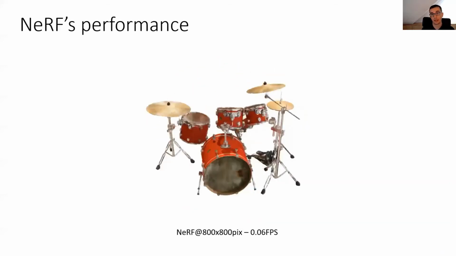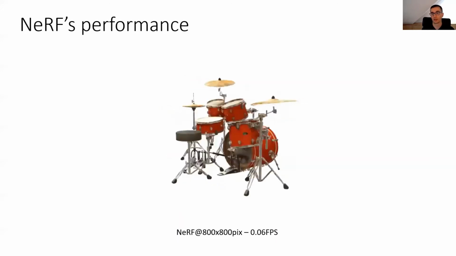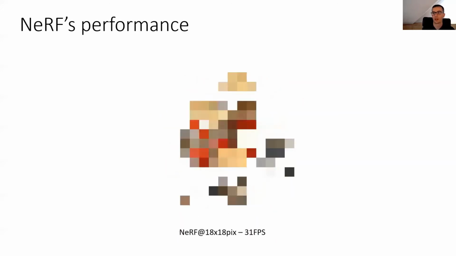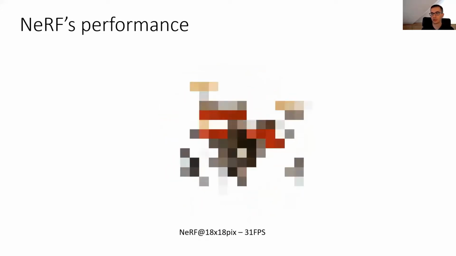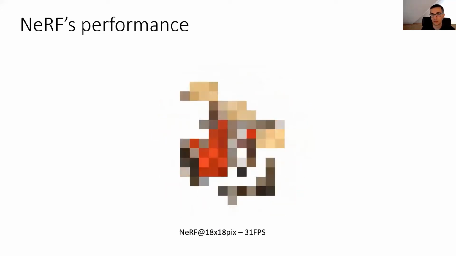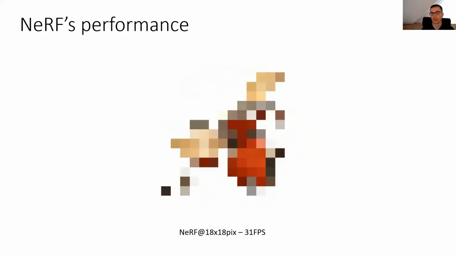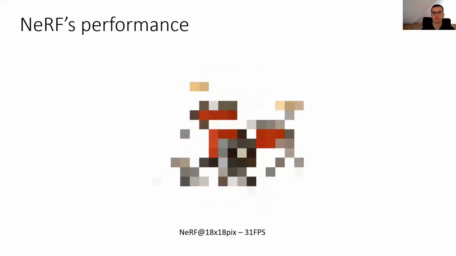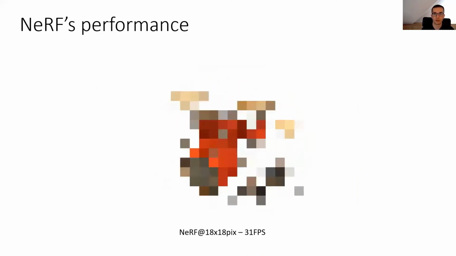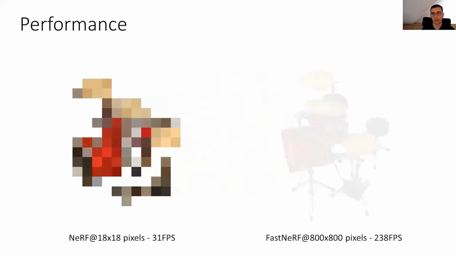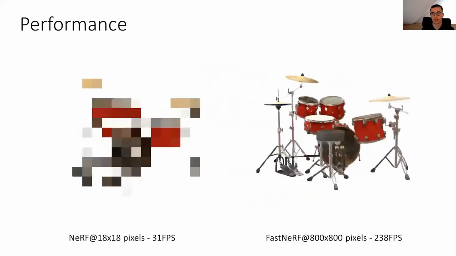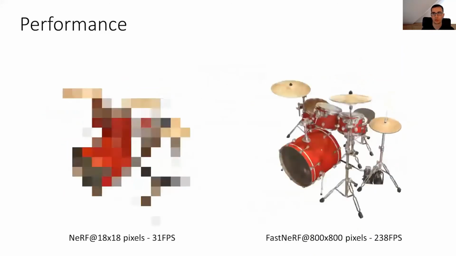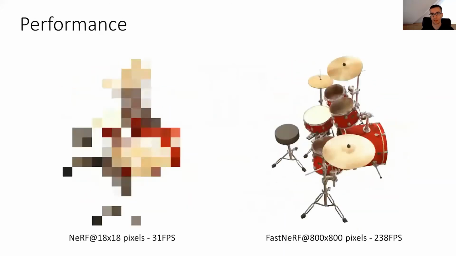So here is a standard NeRF rendering at 0.06 frames per second, incredibly slow. If we wanted to make it real time, what we could do is decrease the resolution, and if we want to run at 30 frames per second, we have to decrease it to something like this, which is not acceptable quality for almost any application. What we proposed in FastNeRF, in contrast, is to render NeRF at full resolution at hundreds of frames per second with no perceivable or almost no perceivable loss in image quality.